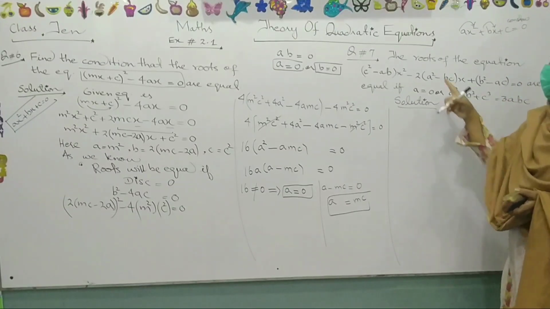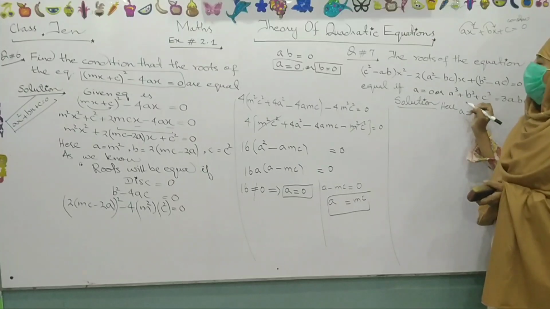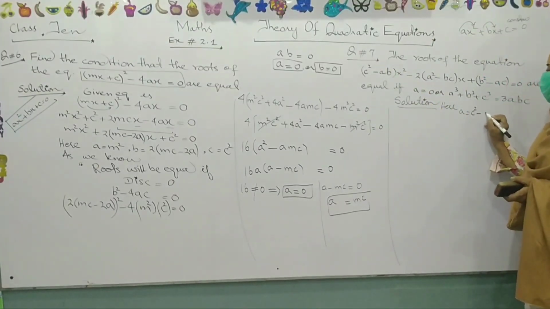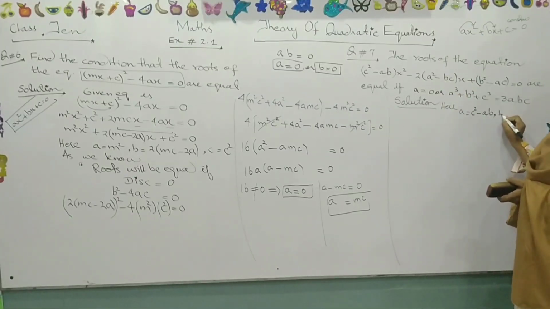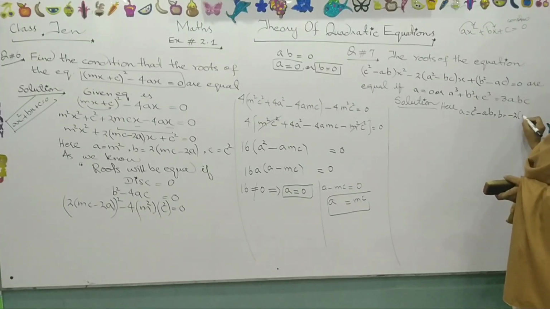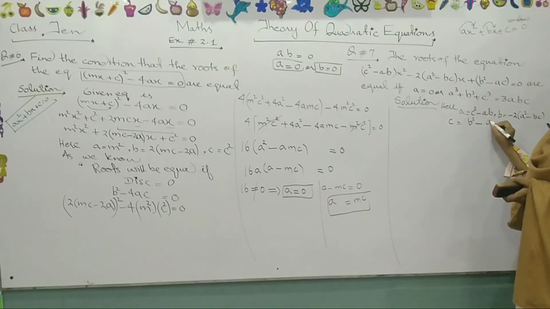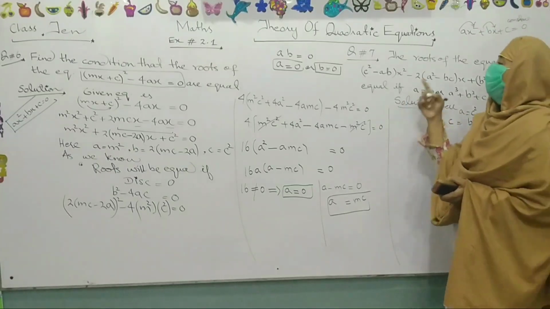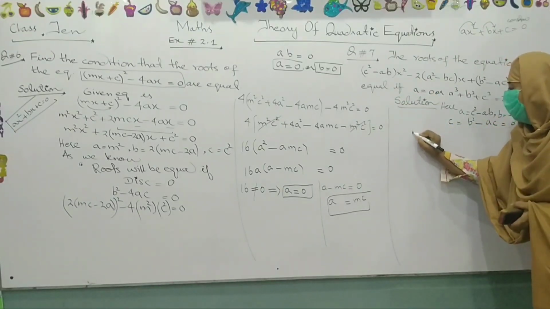Now compare it. This one I will write here. What is A? A is equal to the coefficient of x square, c square minus ab. What is B? Coefficient of x, minus 2 into a square minus bc. And what is c? Constant term. This is b square minus ac is equal to 0. As we are given, the roots will be equal, so I suppose roots are equal.